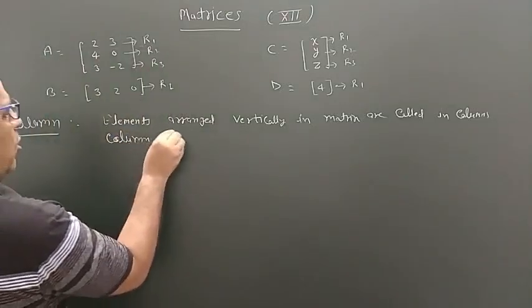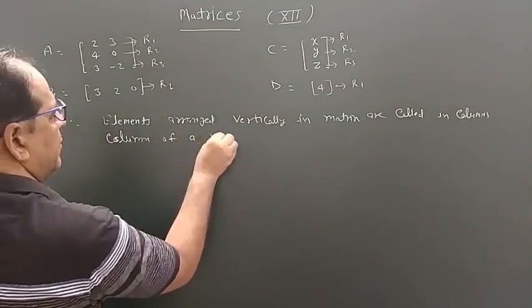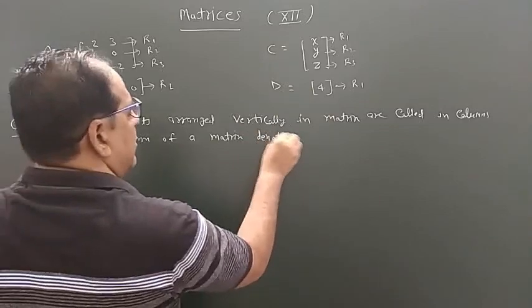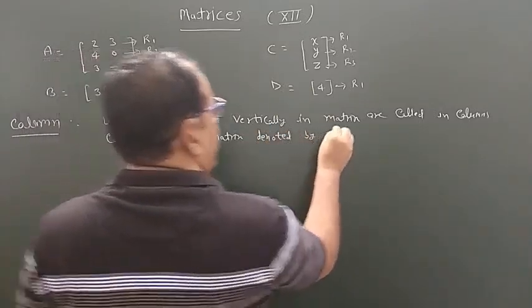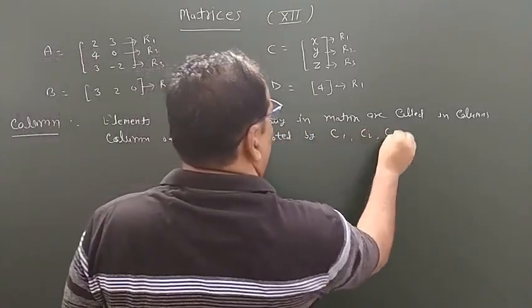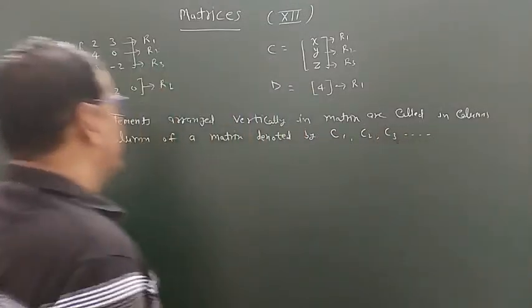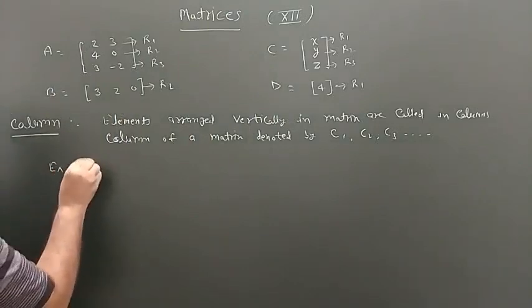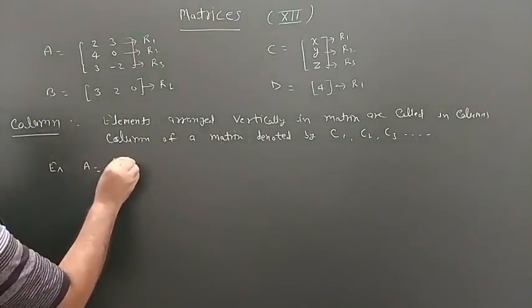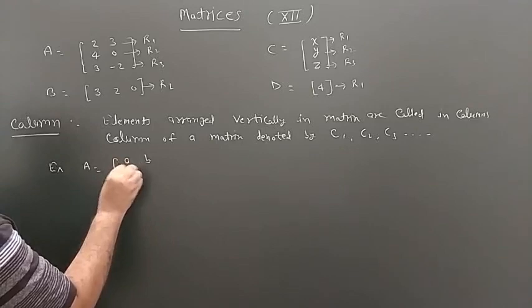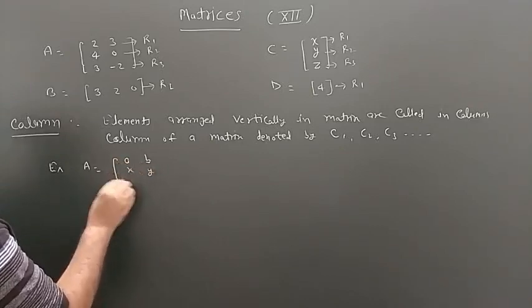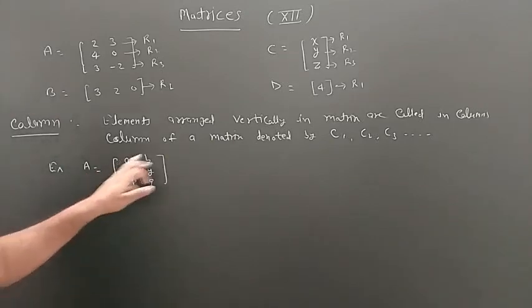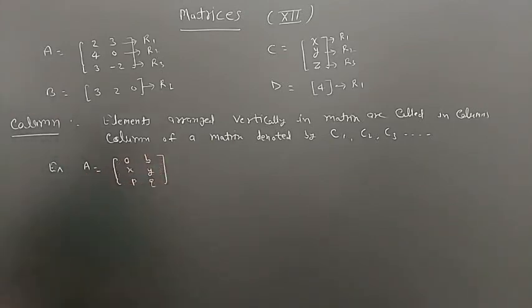Columns of a matrix are denoted by capital C1, C2, C3, etc. For example, suppose that this is the matrix A equal to AB, XY, PQ.